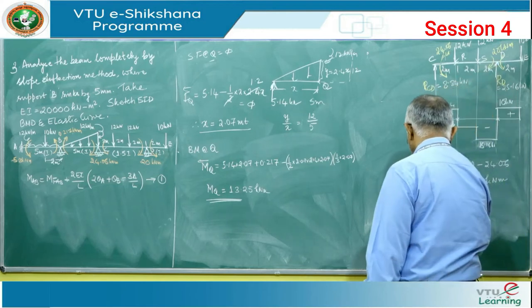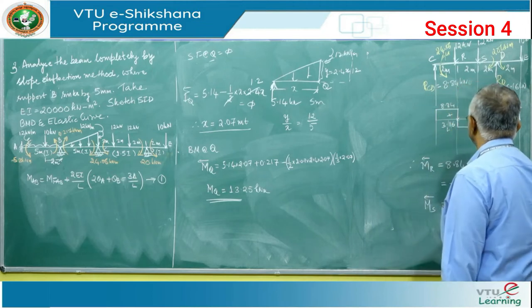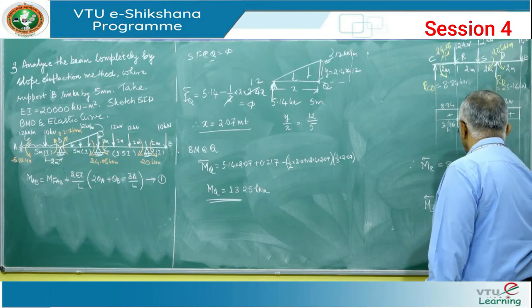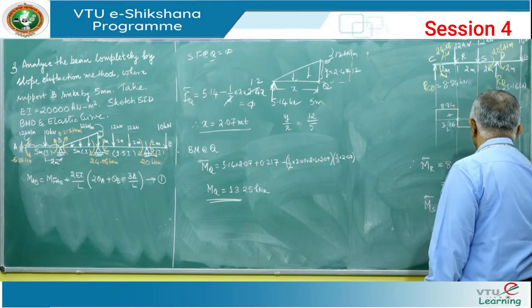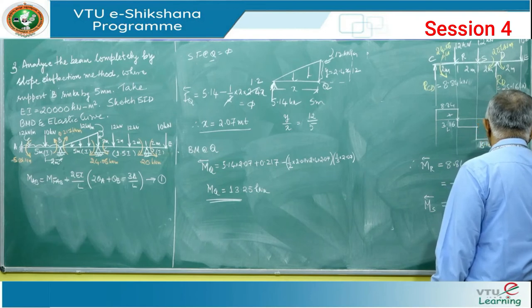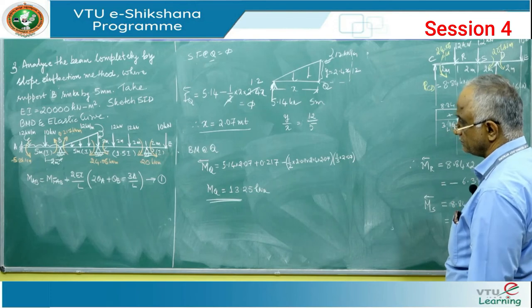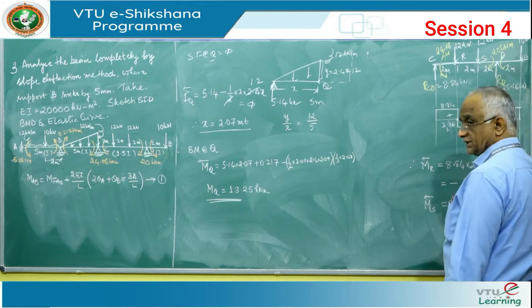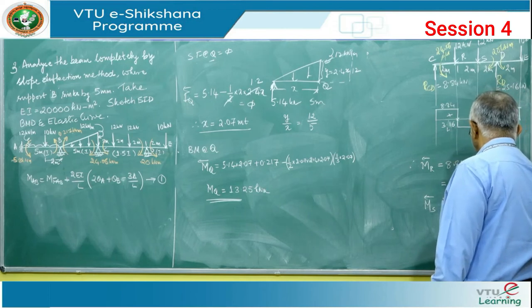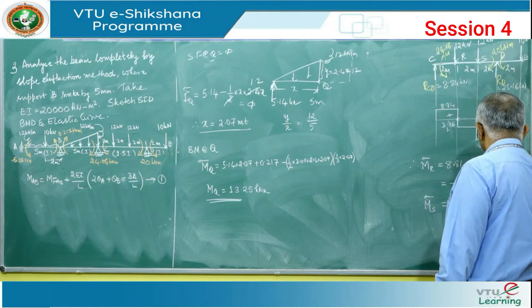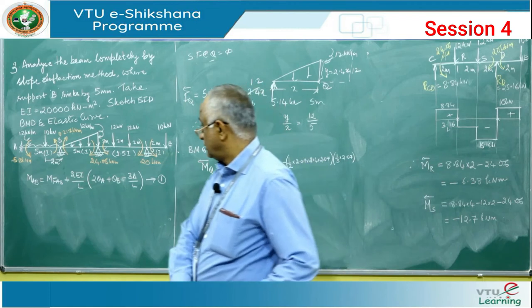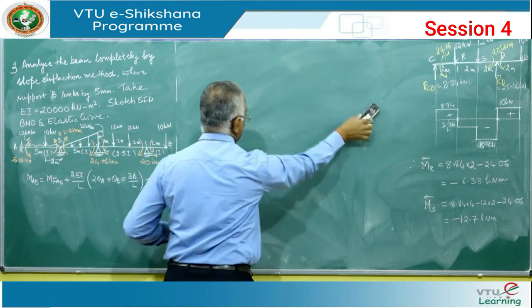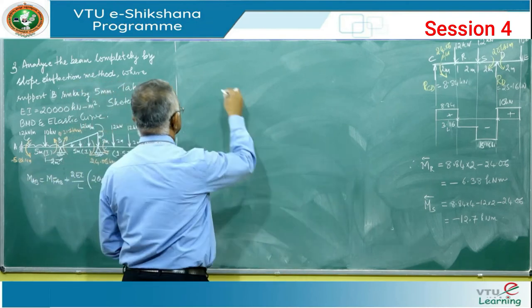Let us take this also so that we can have it clearly. MS: 8.84 into 4 minus 12 into 2 minus 24.06. Minus 12.7, 12.7. So all the values now.